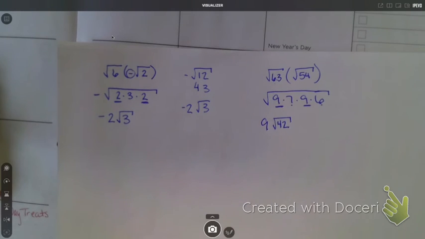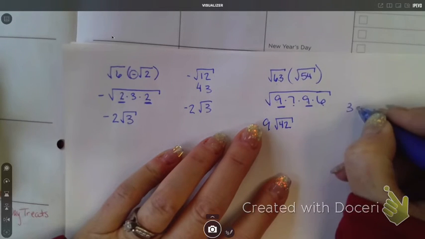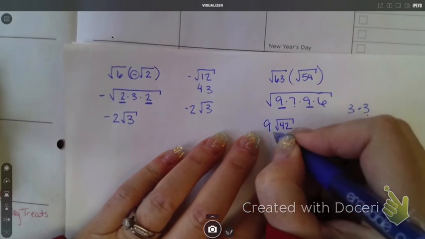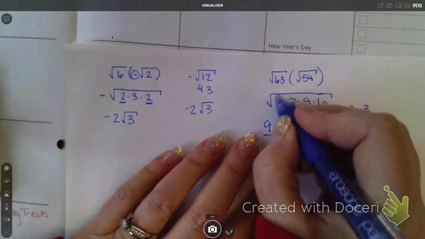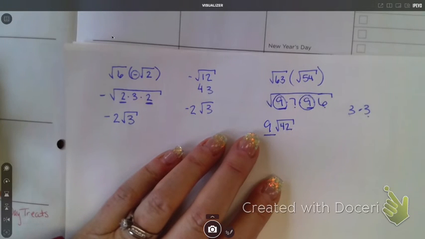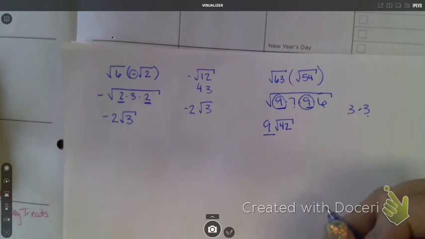Since the 9's are inside the square root, wouldn't it be 3? Okay, the square root of 9 is 3. What is 3 times 3? 9. But when you have a set of them, you bring out 1. Okay, another question.